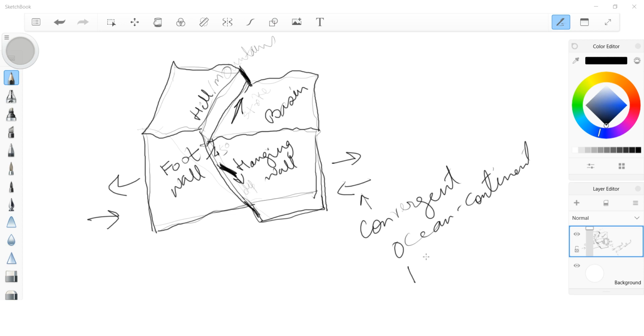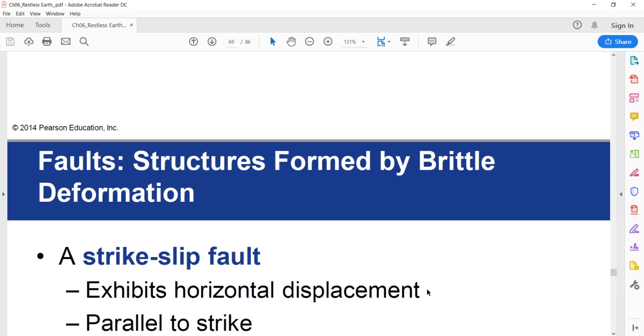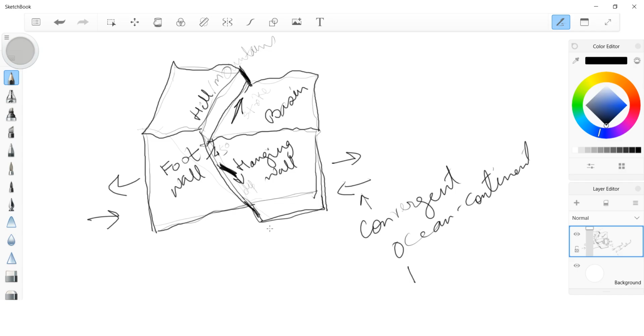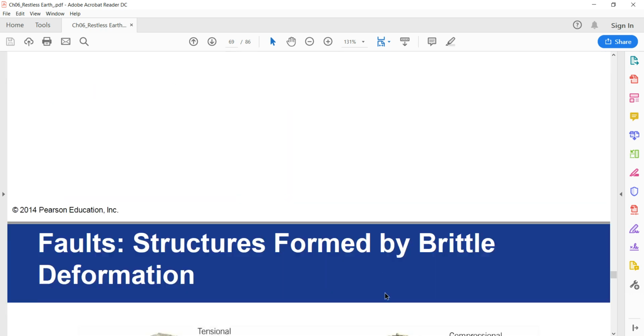So those are a couple of examples that you will see as thrust faults, where the dip angle is less than 45 degrees, and it will almost look like the hanging wall is riding over the foot wall. Strike slip fault exhibits horizontal displacement. Like I said, there are two planes or directions in which the plate can move. One is vertical, another is horizontal, and the horizontal plane is called the strike plane, or it is also called a strike slip fault. So you have dip slip and strike slip. It is parallel to strike.